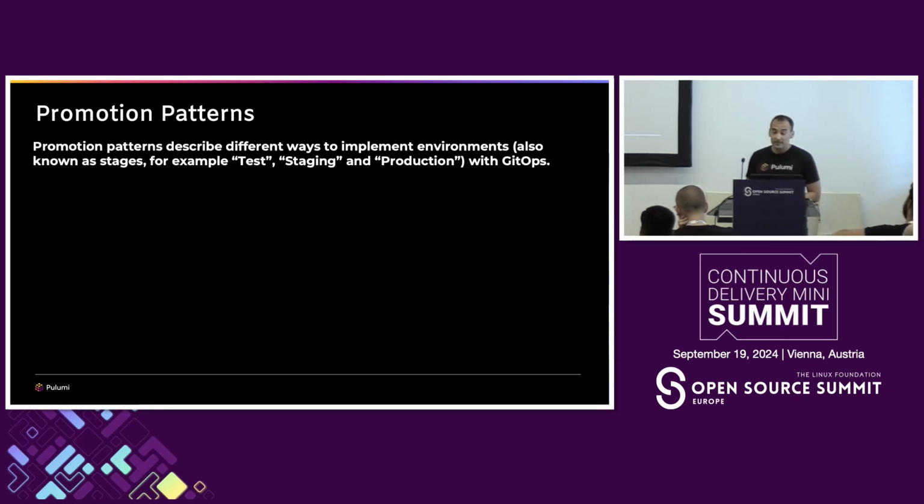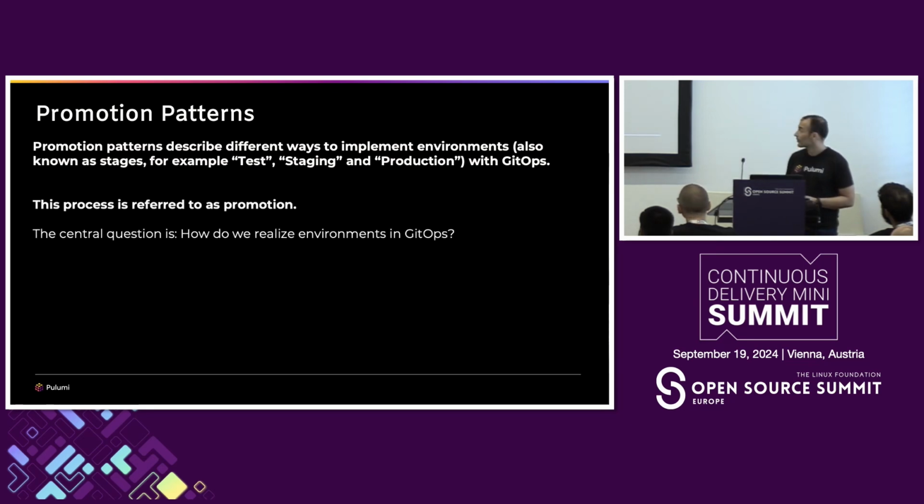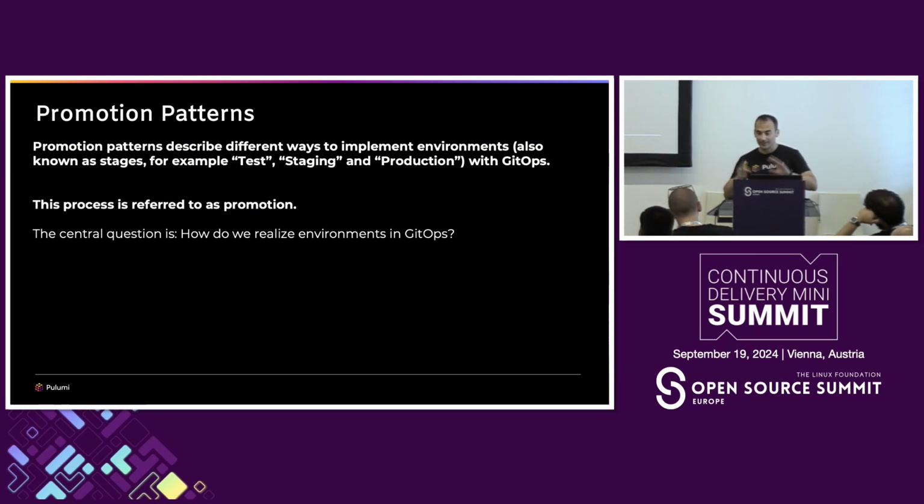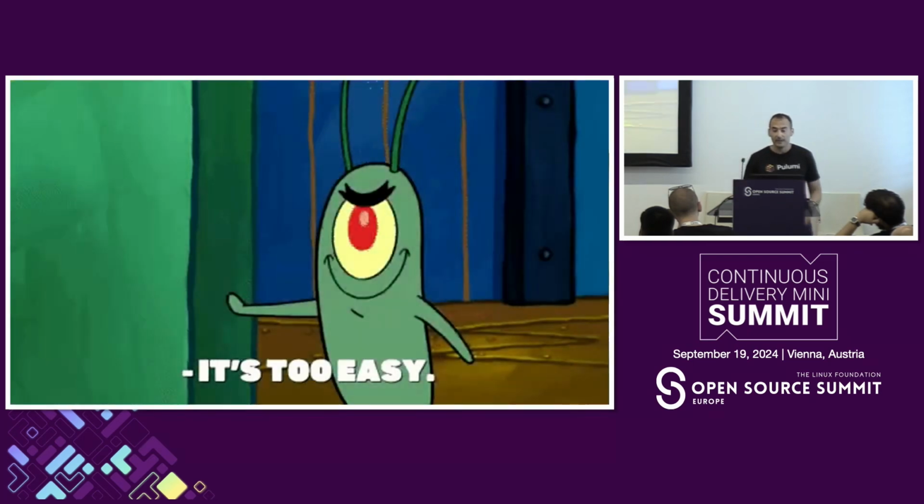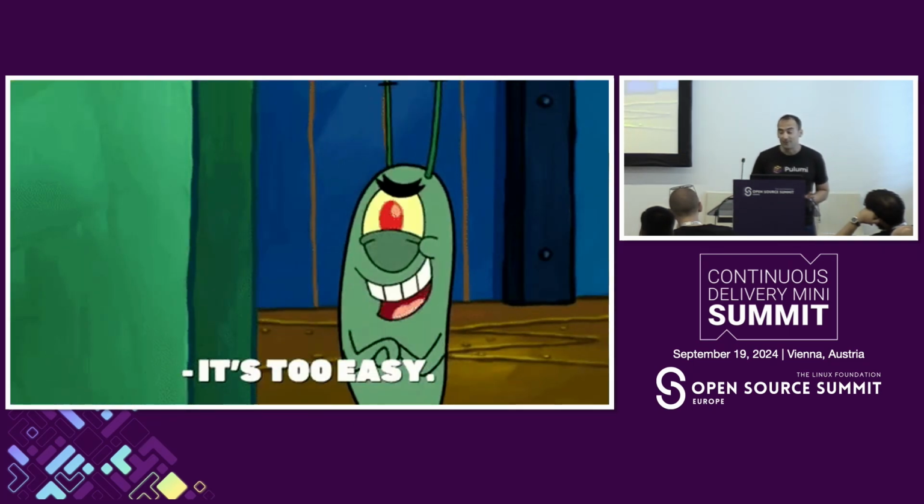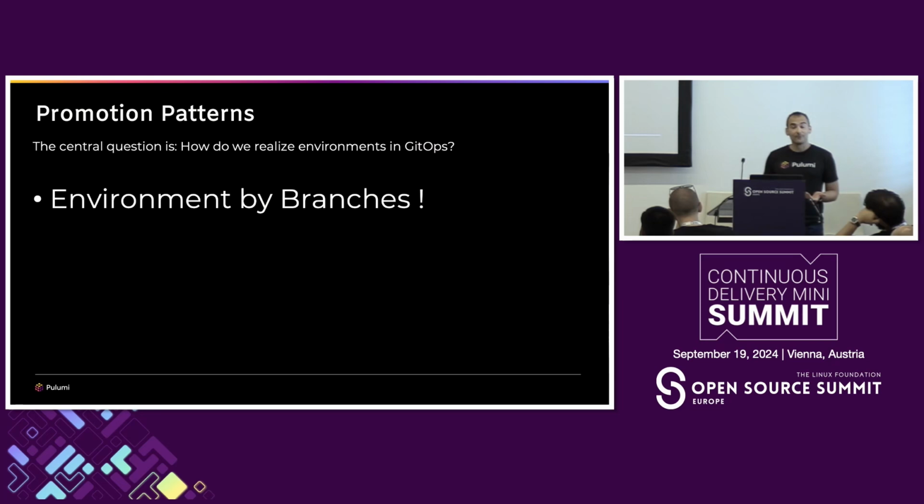To understand this, we need to talk a little bit about promotion patterns. Promotion patterns describe different ways to implement environments, dev, test, you name it, with GitOps. And no surprise, the process is referred to as promotion. And now comes the central question: how do we realize environments in GitOps? If I ask this question to our audience here, if they maybe have a development background, they will be like, that's very, very easy to answer. Let's do environments by branches. That's the most common thing.